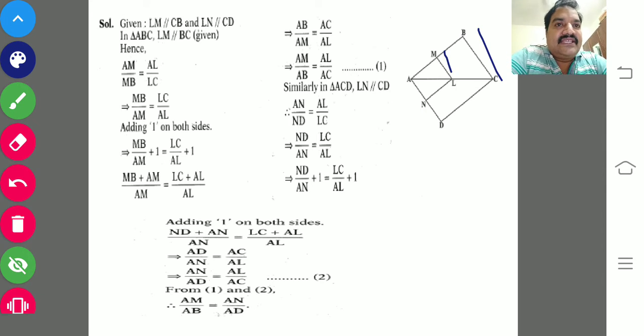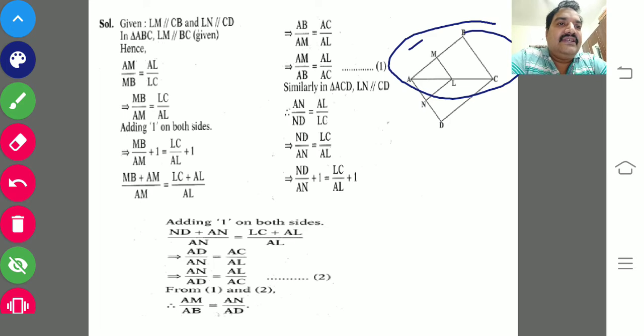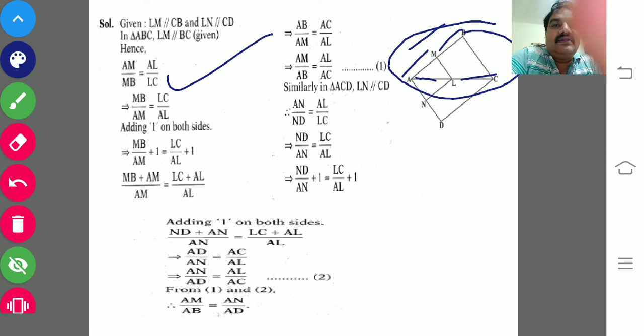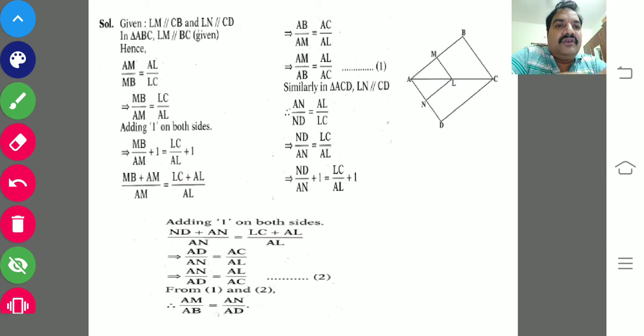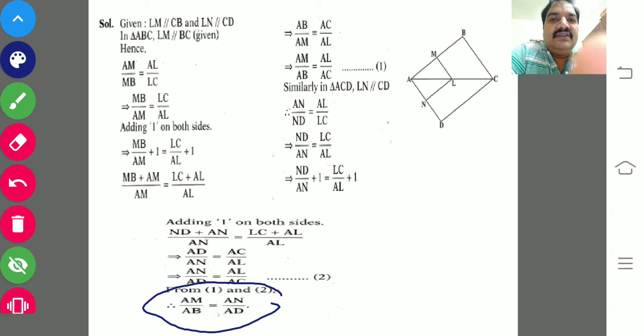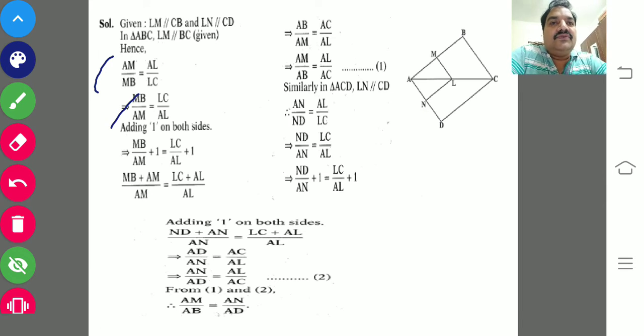LM is parallel to CB and LN is parallel to CD. So first you concentrate on triangle ABC. In triangle ABC, you just apply the basic proportionality theorem: AM by MB equals AL by LC. After that, as I told you before, our destination is AM by AB equals AN by AD, so you have to take the reciprocal. After reciprocating, MB by AM equals LC by AL.